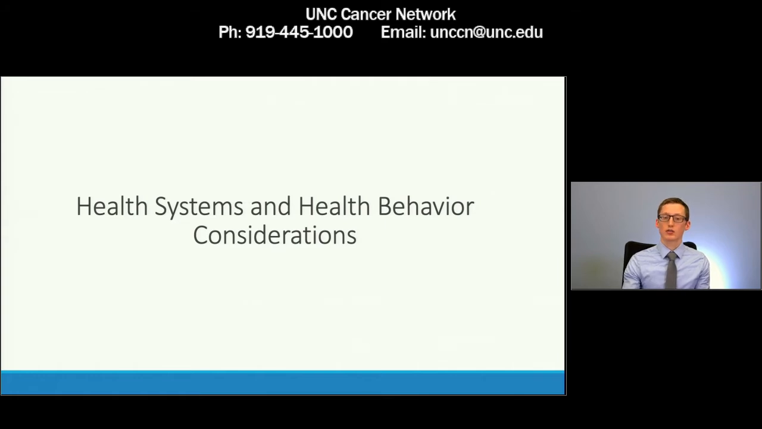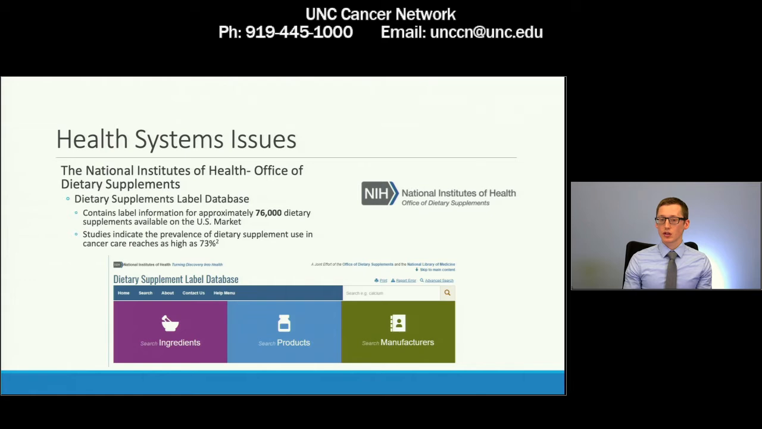Okay, so I'm going to get into some broad discussion about health systems and health behavior considerations when it comes to dietary supplements in cancer care. So the National Institutes of Health has an Office of Dietary Supplements, and it's a smaller office, but it does have a lot of good information. One of the things that it does have is called the Dietary Supplement Label Database. And this database has the label information for approximately 76,000 different dietary supplements that are available in the U.S. market. That is a lot of products out there, and they may not all be absolutely different. There may be a few curcumin supplements, a few green tea supplements, but that's a lot of products.